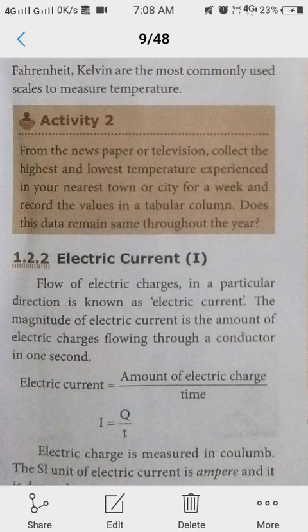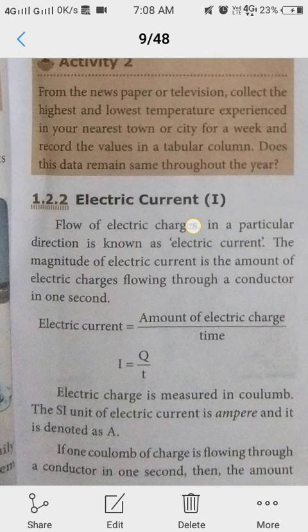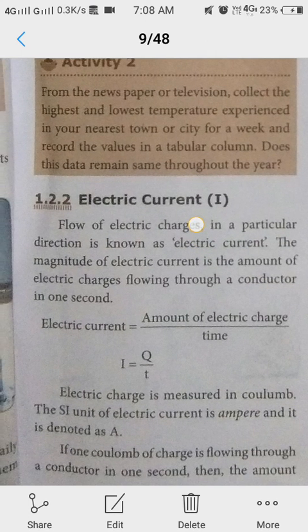Then one formula is there to calculate the electric current. The formula is electric current is equal to amount of electric charge divided by time taken. That is I = Q / T. What is I? It is the electric current. What is Q? It is the amount of electric charge. What is T? It is the time taken. So what's the formula for electric current? I = Q / T.